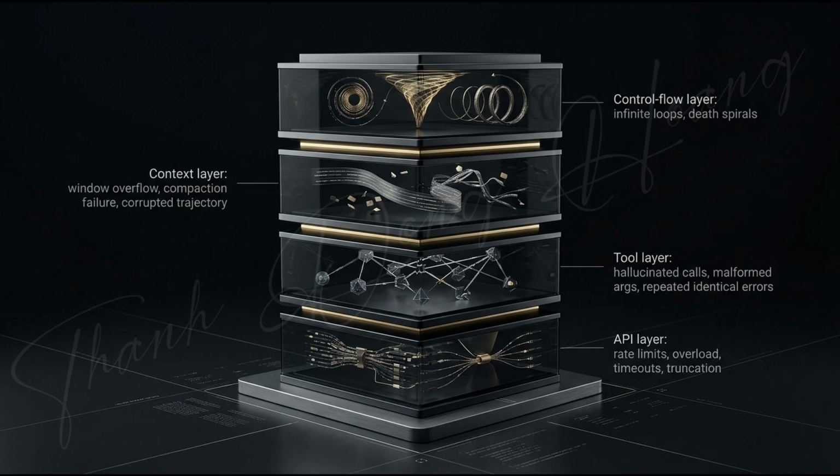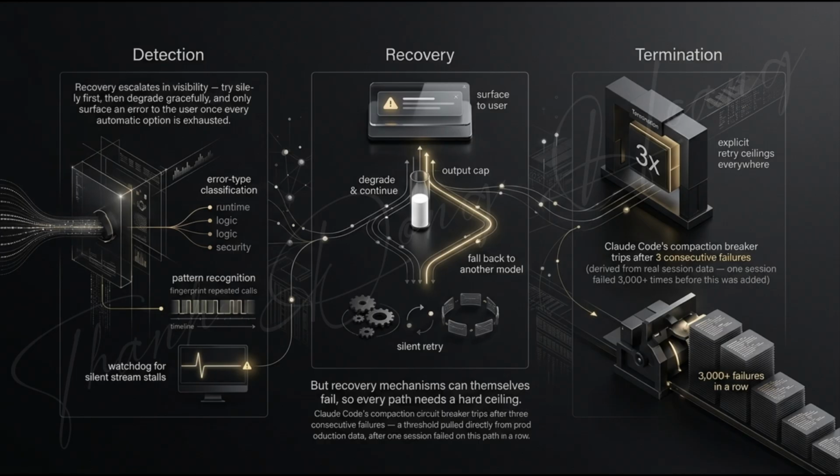Before you can recover from failures, you need to classify them. Failures show up at 4 distinct layers. Infrastructure noise like rate limits and timeouts, tool misuse like hallucinated calls, context corruption like window overflow, and control flow problems like infinite loops or cascading failures. The first question is never, should we retry? It's, would retrying even help? Because retryable and non-retryable errors need completely different handling.